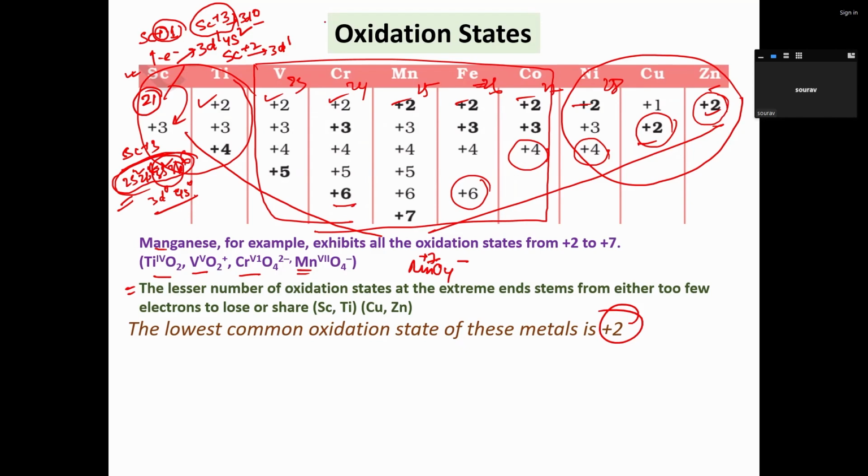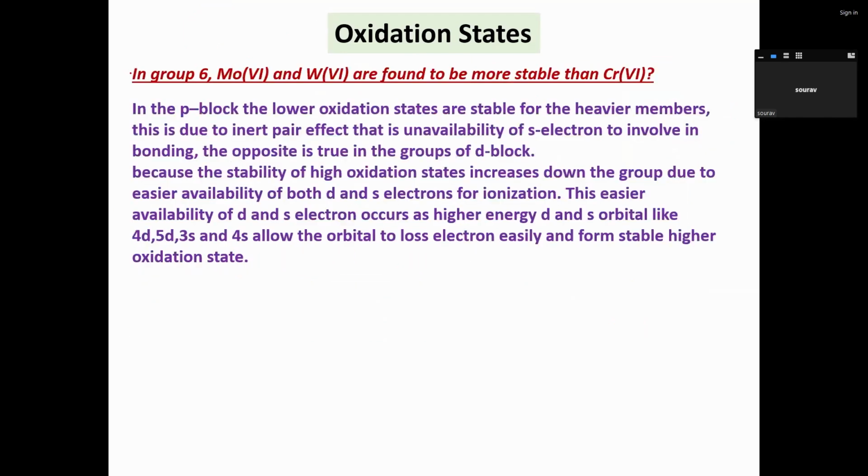Now, there is a question I have written here. In group 6, you can see that molybdenum and tungsten are found in the plus 6 state, and the plus 6 oxidation state is more stable for them than for chromium plus 6. It's a very interesting thing.